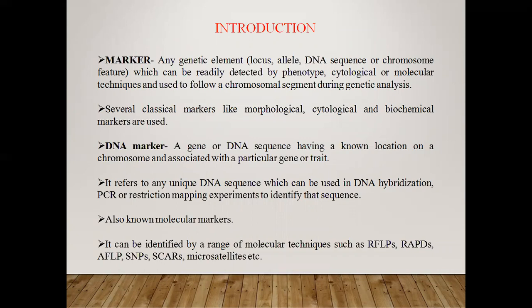So what are DNA markers? It is a gene or a DNA sequence having a known location on a chromosome and is associated with a particular gene or trait, and it refers to any unique DNA sequence which can be used in DNA hybridization. We know that DNA is hybridized using radiolabeled probes, PCR, which is polymerase chain reaction, or restriction mapping experiments to identify that sequence.